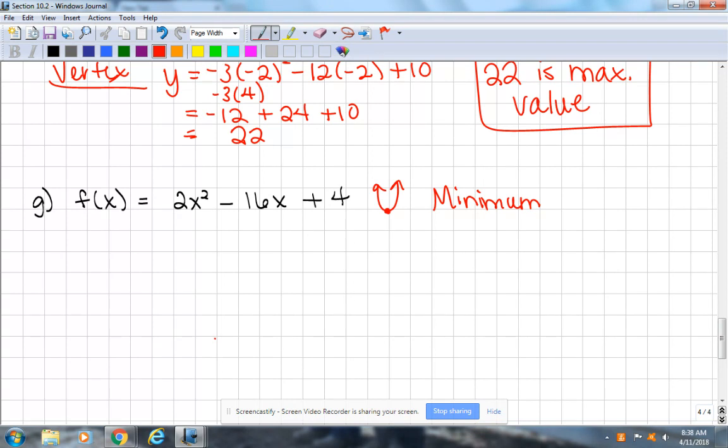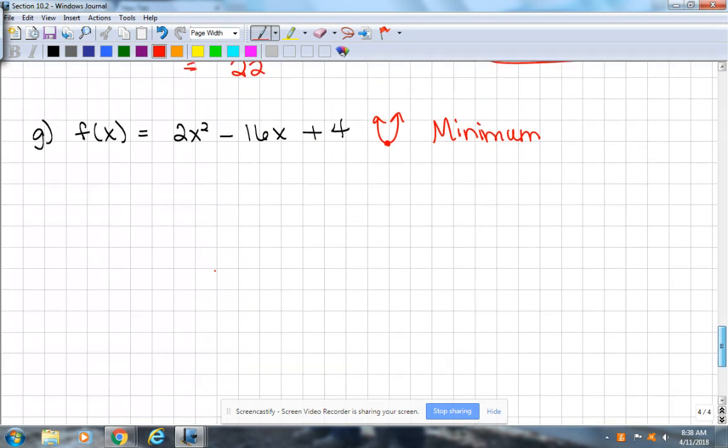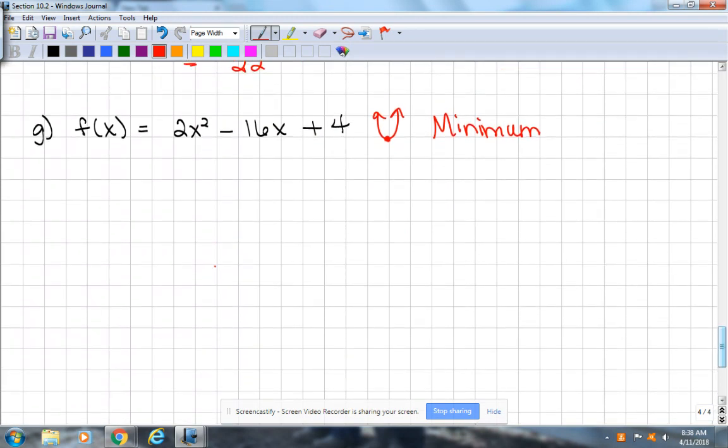Okay. I do want to show you something simple really quick. Actually, I'm going to save it for tomorrow because I have a worksheet for you to do.